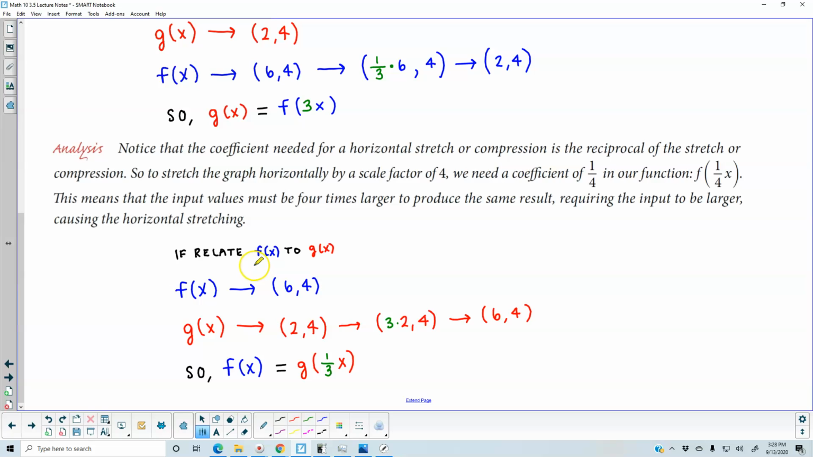So if we relate f of x to g of x, f of x gave us (6, 4) and g of x gave us (2, 4). So that means we're taking 3 times 2 to get 6, giving (6, 4). So f of x would equal g of 1/3 of x.